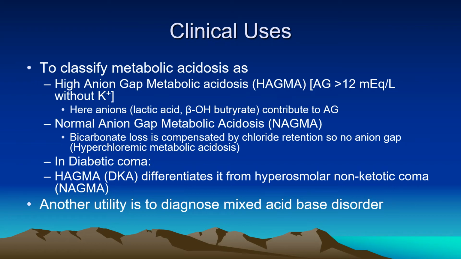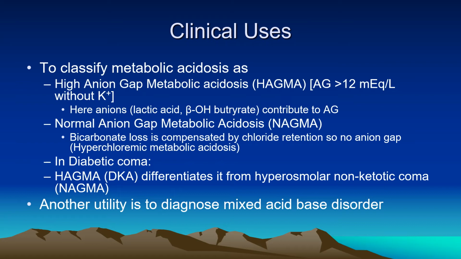Now, for example, in diabetic coma, coma may be because of diabetic ketoacidosis or it may be hyperosmolar non-ketotic coma. Anion gap will help us in differentiation because diabetic ketoacidosis will have high anion gap, whereas non-ketotic coma, that is hyperosmolar coma, usually has a normal anion gap or only a slight increase in anion gap. So this is the main utility of anion gap calculation.